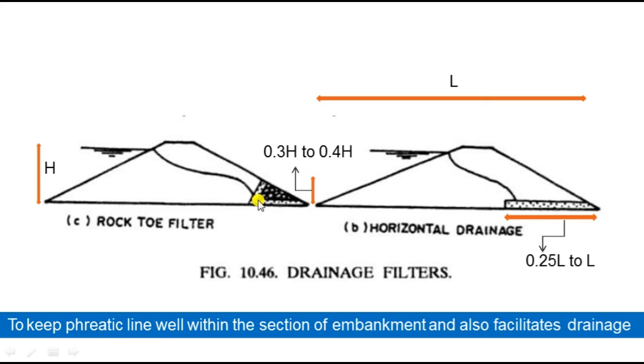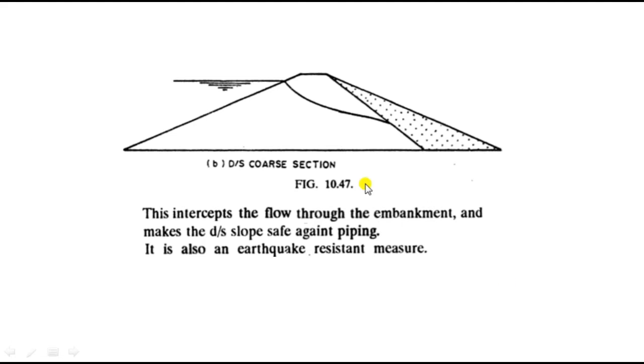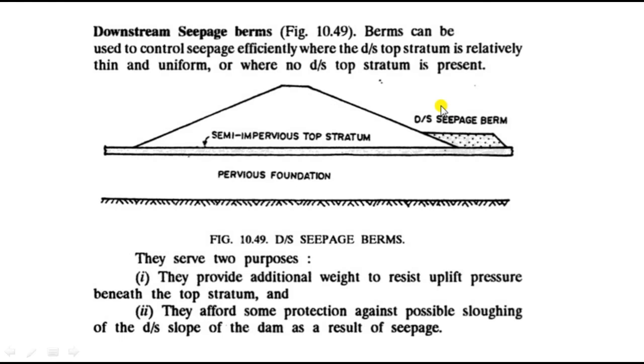Now these are the drainage filters. This is provided in the embankment, the rock toe filter. That is called the rock toe filter. That is the horizontal drainage filter. It is a downstream side cross section, so that water is safely passing without removal of any material. Downstream side seepage berm: water passes through that, and our toe is not harmed by the water flow.